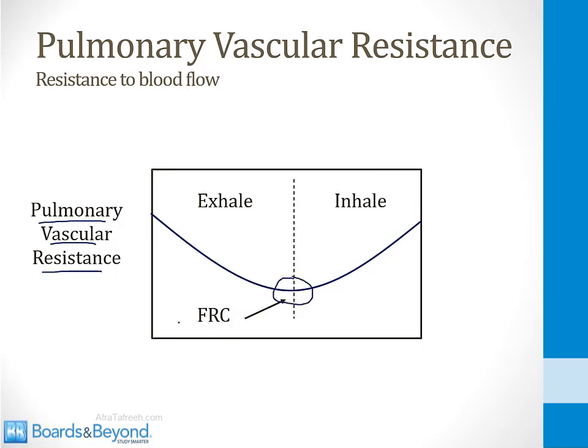So once again, the FRC is a very, very important capacity in our lungs. I talk about this quite a bit in the video on pulmonary physiology. It's a point where the tendency of the airways to collapse is perfectly balanced by the tendency of the chest wall to expand. And it's also the point during the respiratory cycle where the pulmonary vascular resistance is lowest.